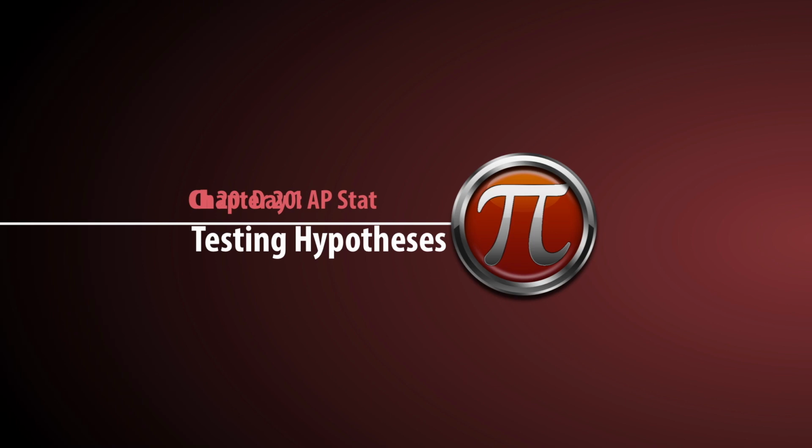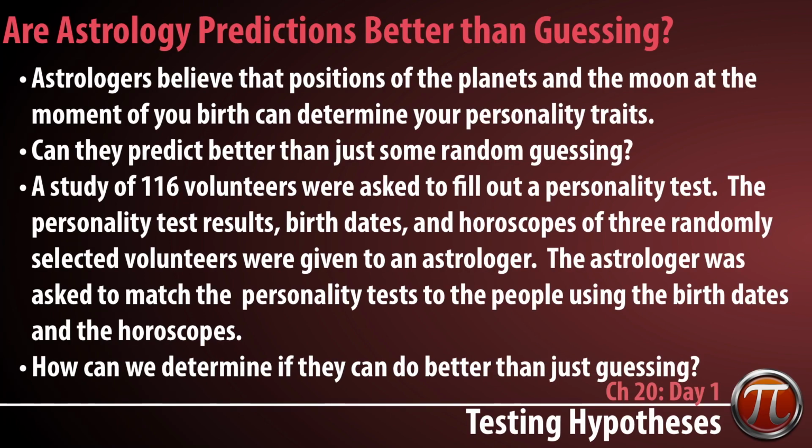To begin with, I want to set up an example, and we're going to use astrology as the topic. Astrology is predicting someone's personality from the positions of the stars and the planets at the time of your birth. In this example, 116 people volunteered to fill out a personality test. After that, they recorded the birth dates, and they gave 3 birth dates and horoscopes to 3 randomly selected volunteers.